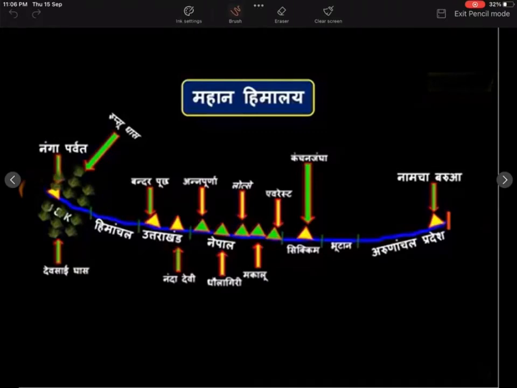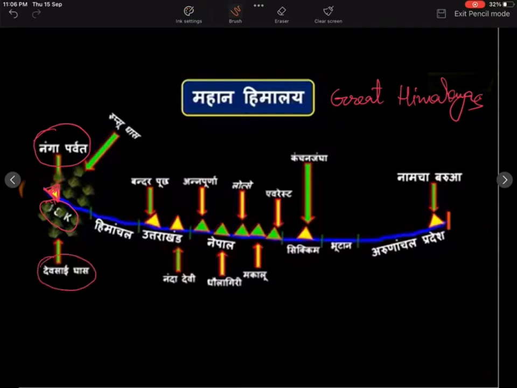We don't need to discuss all these peaks in detail, but some main peaks we need to discuss here. First of all we have Namchabarwa, which is in J&K. Earlier it was a state, but now it is a union territory. Then Deosai Pass, it is a pass, not a peak, so we discuss only the peaks here. The next one is Himachal, and after Himachal it is Uttarakhand, where we have Bandarpunch and Nanda Devi.